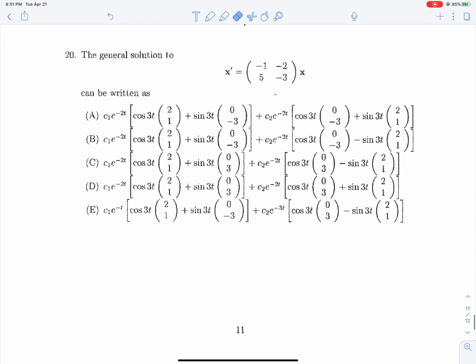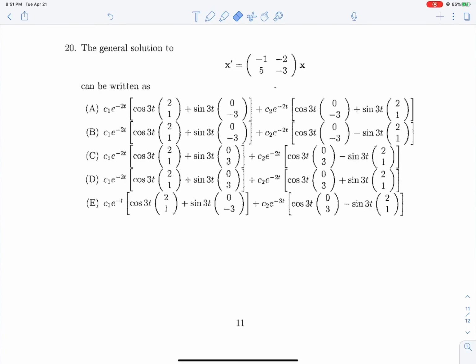And our final question, the general solution of this thing, can be written as what? We're going to get some complex eigenvalues here, so let's get those. I do this every single time: the determinant of A minus lambda I equals 0. We're solving negative 1 minus lambda times negative 3 minus lambda plus 10 is equal to 0. Lambda squared plus 4 lambda plus 14. Is that correct?